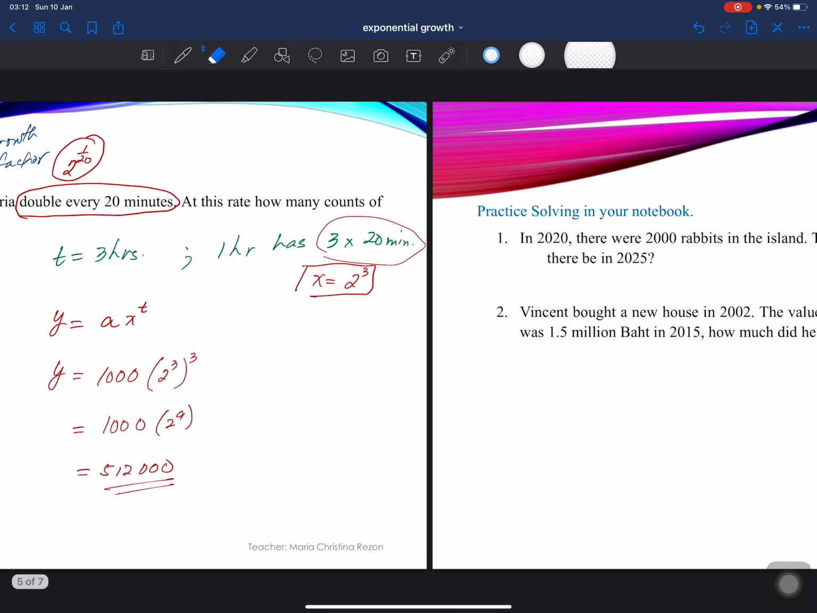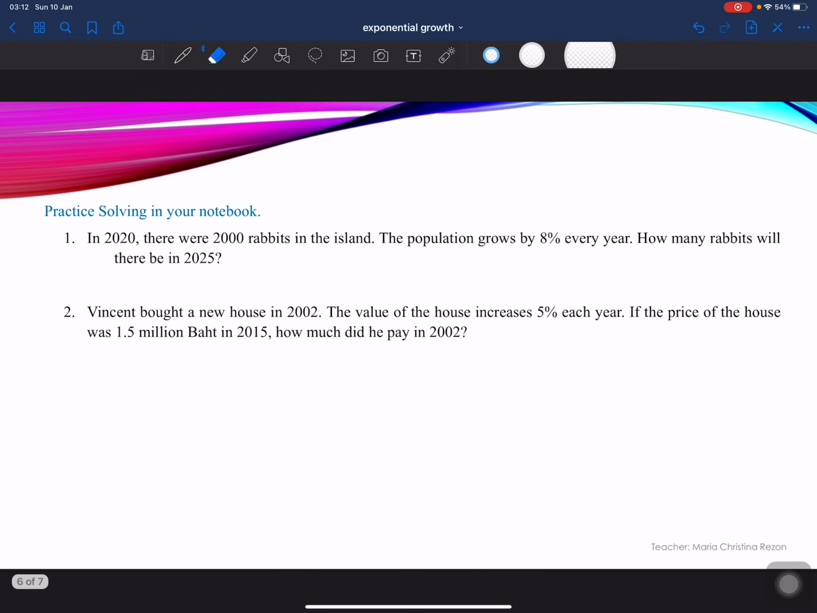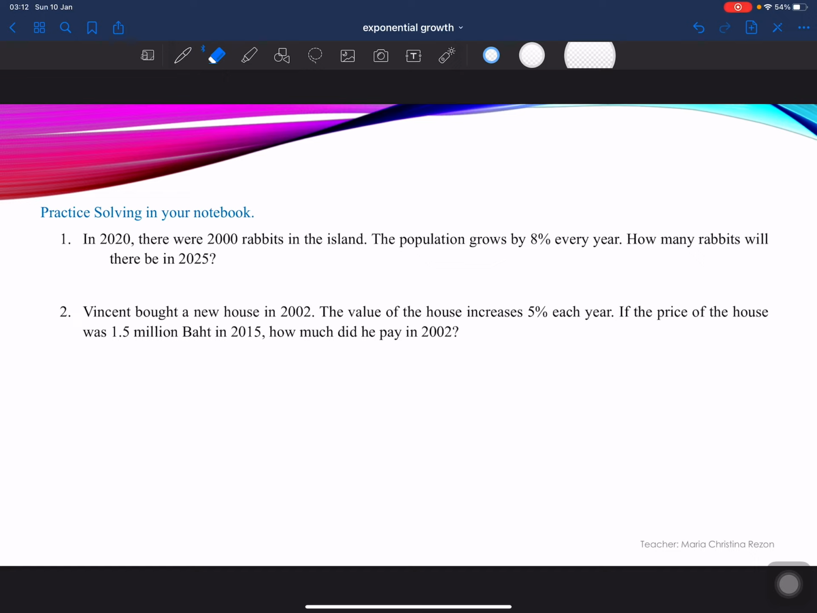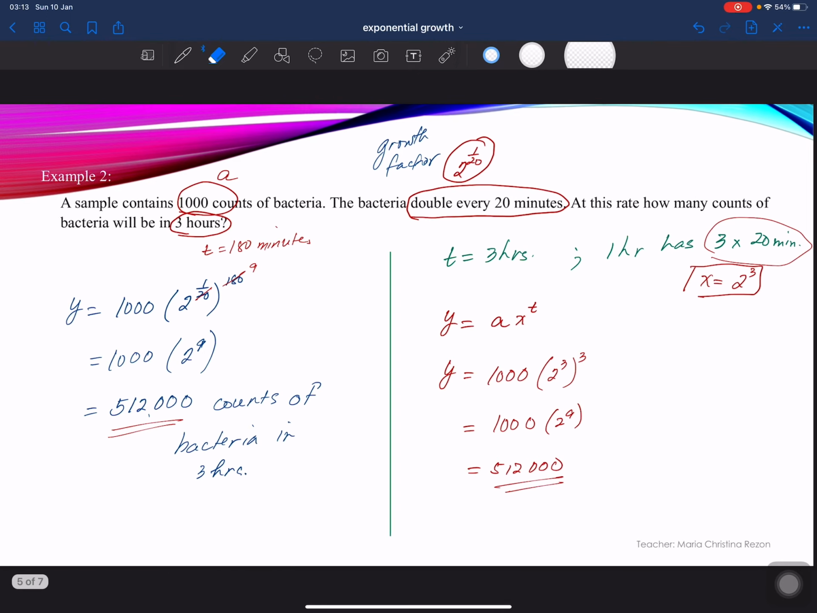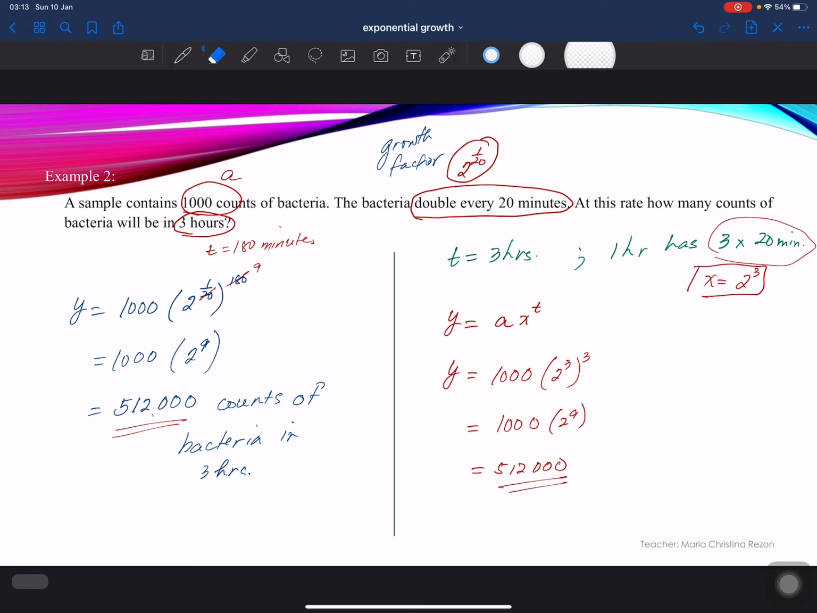I hope you understand this lesson, and I want you to try to practice answering these questions here. In my next video, I'm going to discuss with you exponential decay. So when you say decay, there would be a decrease in the population, in the amount. So that would be our next lesson.